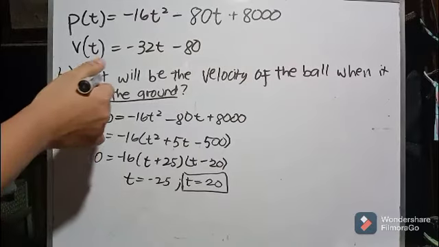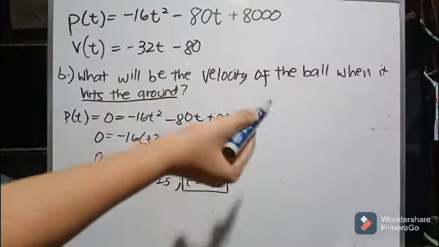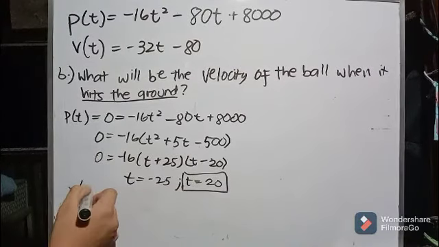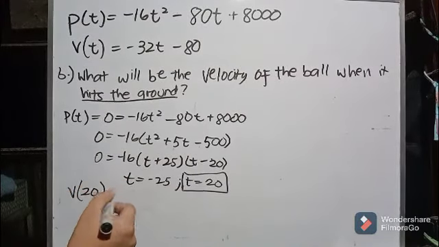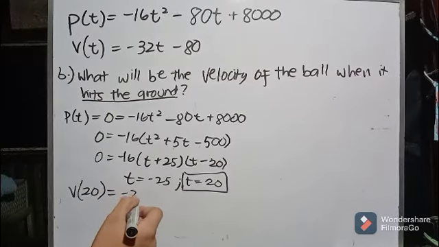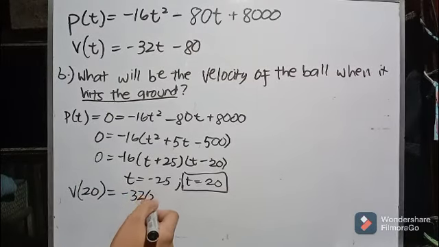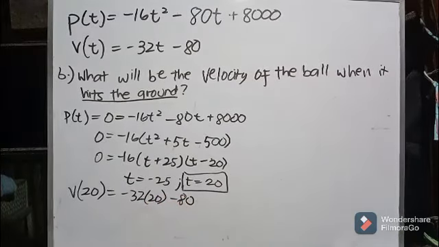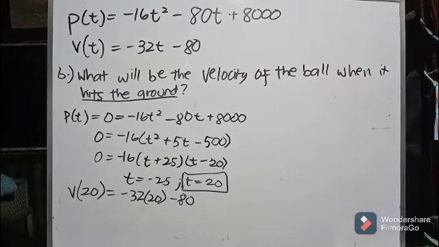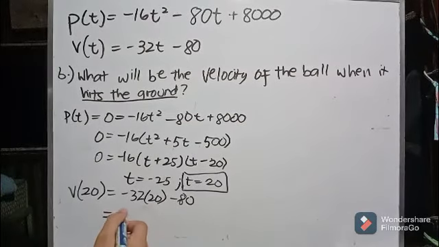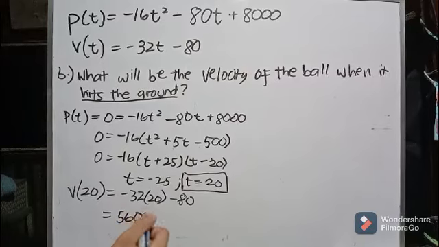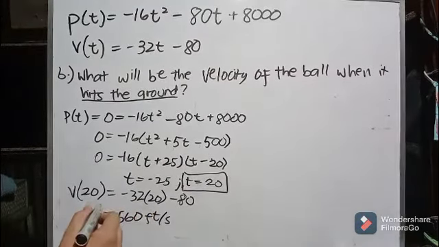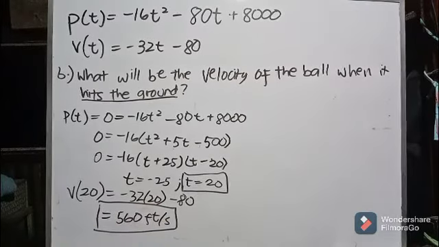So we get the velocity, what will be the velocity of the ball, v of t or v of 20 is equals to negative 32 multiplied by 20 minus 80. And the answer will be 560 feet per second. That's the answer for letter B.